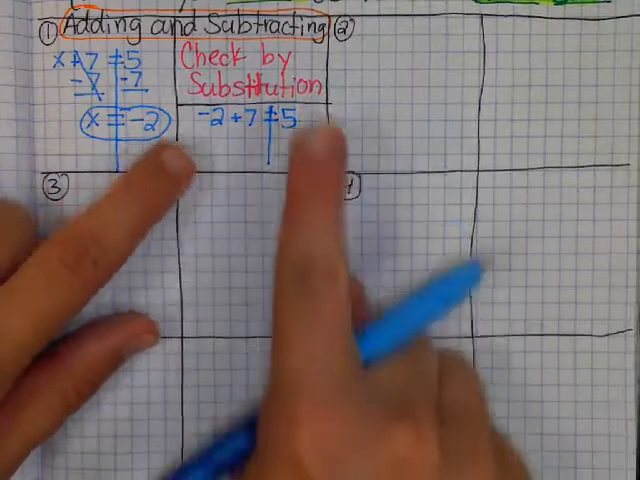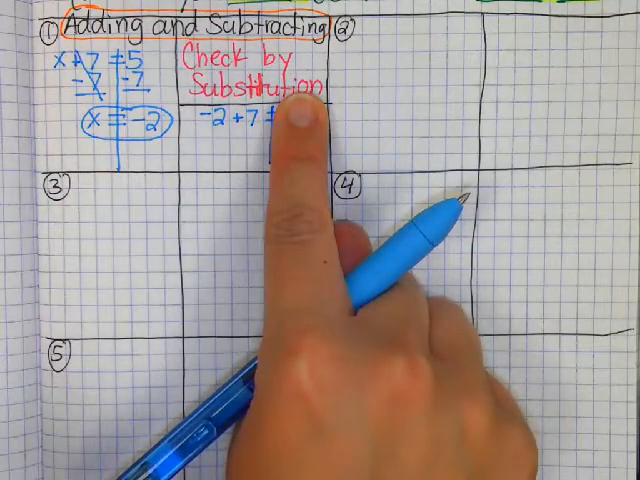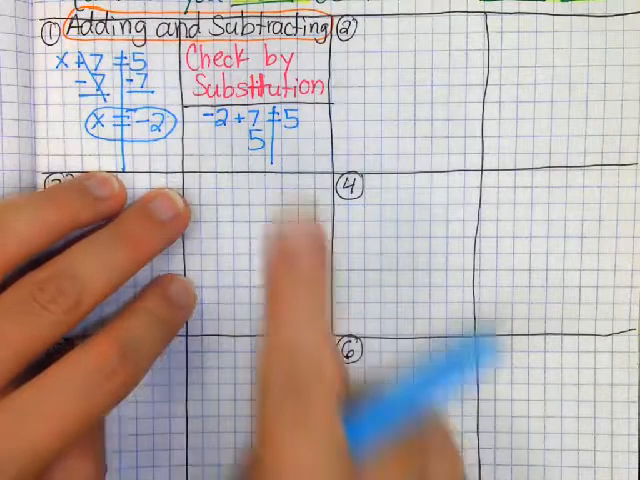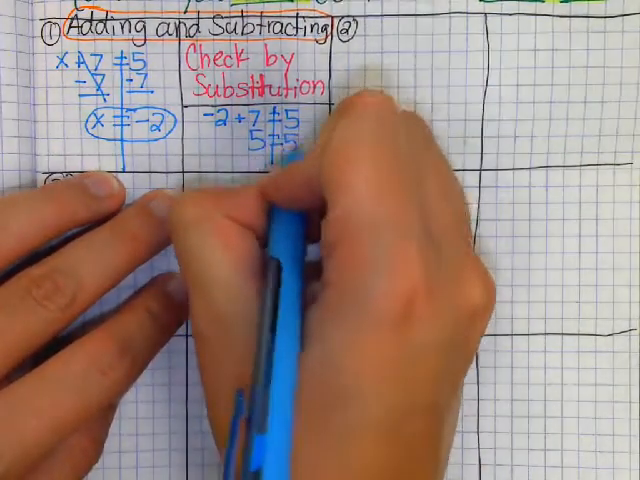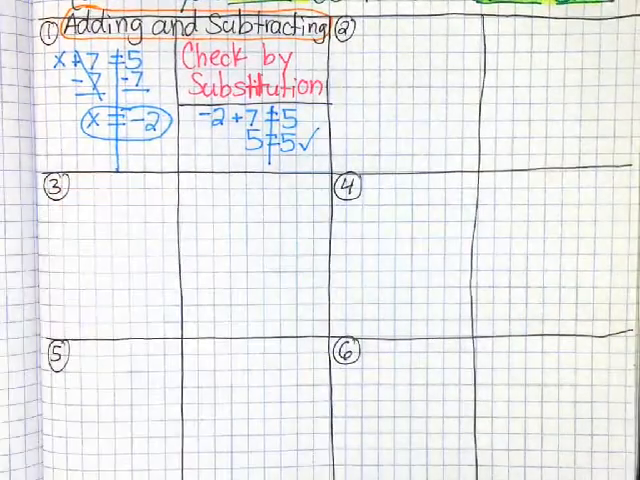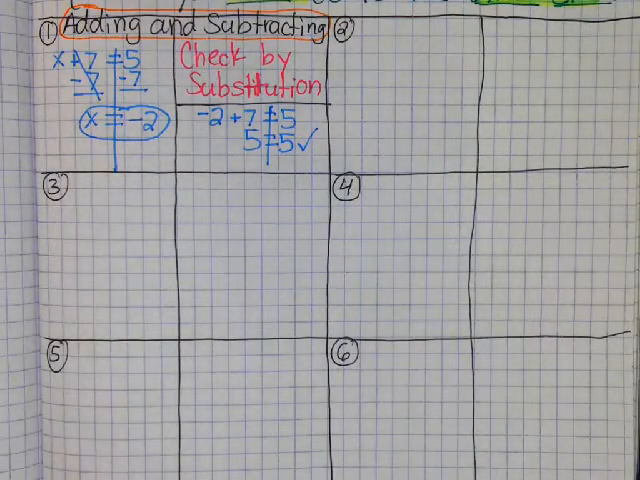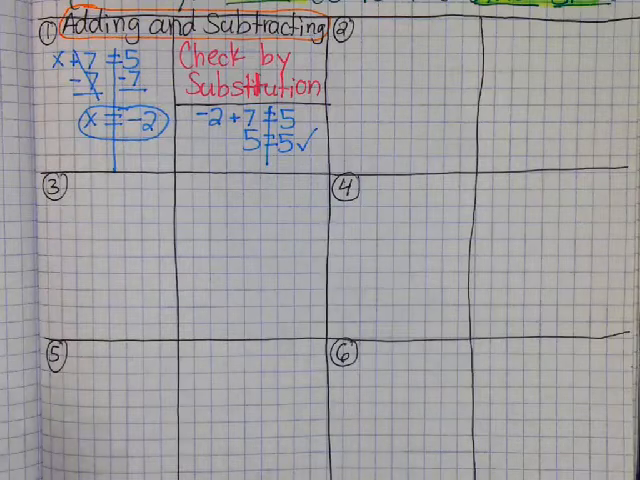Well, what is negative 2 plus 7? Two different signs. I subtract. 7 minus 2 is 5. I take the sign of my bigger number, which is 7, so 5 is a positive, and that does indeed equal my positive 5. Checking by substitution is a 2-second addition to your work that guarantees that you get it correct.